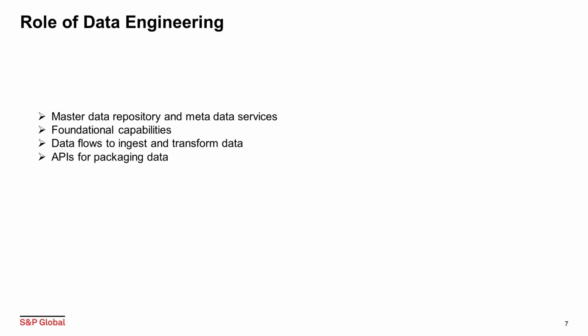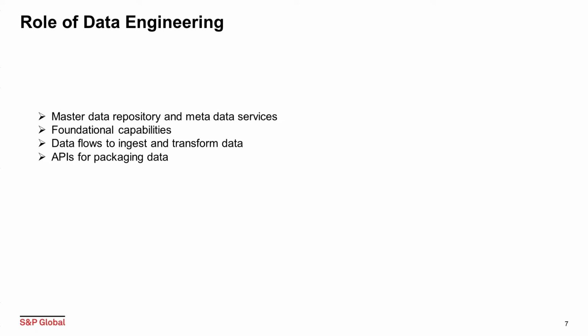Data engineering plays a crucial role in creating the master data repository and metadata services. We talked about data governance and data definitions. This is where data engineering comes into the picture. They work with the domain experts for the data, and then they create the master data repository for the organization for everybody to use. And metadata services help the developers automate some of the data processing aspects by using the metadata.